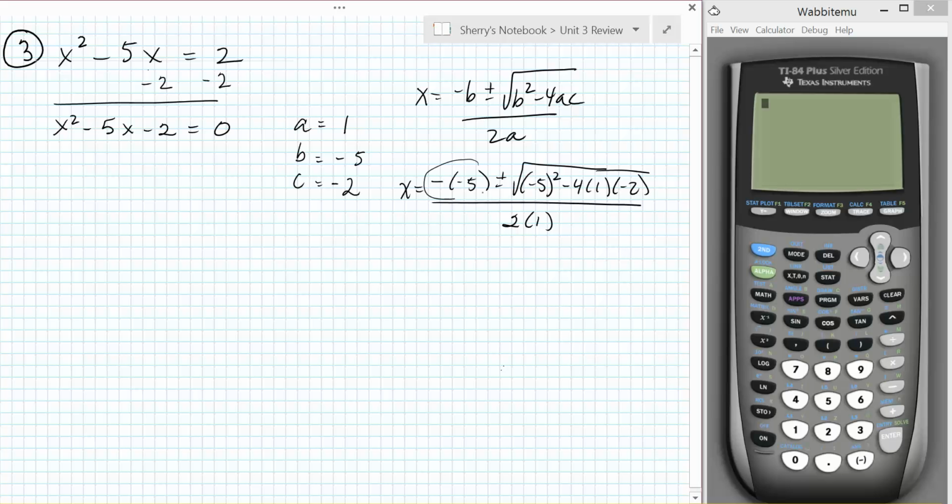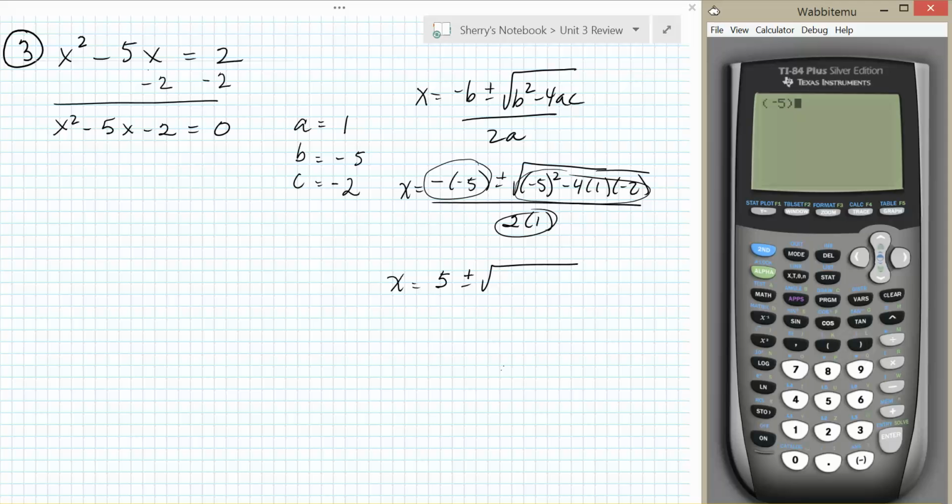Now I need to simplify each of my 3 sections here in order to try to get my solution. So -5 gives me a +5 there, plus or minus the square root of. Now I need to figure out what's inside the square root. I type it just the way I see it. Make sure your -5 is in parentheses squared minus 4 times 1 times -2, which gives me a 33 inside my square root. And then all of that is going to be divided by 2 times 1, which is just 2.